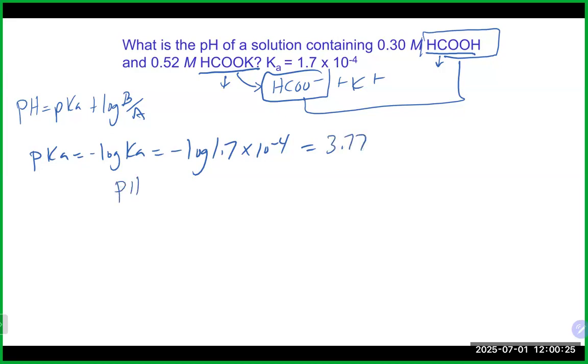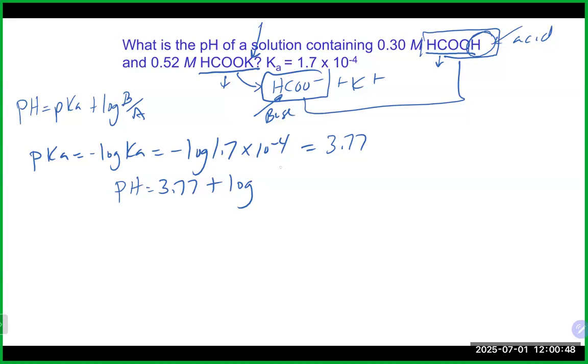That gives us the pH is equal to 3.77 plus the log. Once again, this here would be our base, as this is our acid. Again, it has one more hydrogen than the other one, so that tells you it is the acid if you weren't sure. Also, this guy's got a spectator ion, like a potassium, a sodium, or something in it as well.